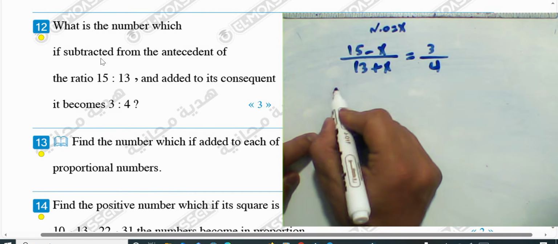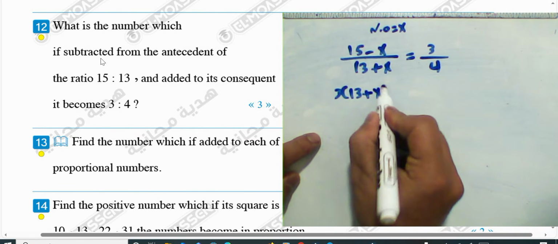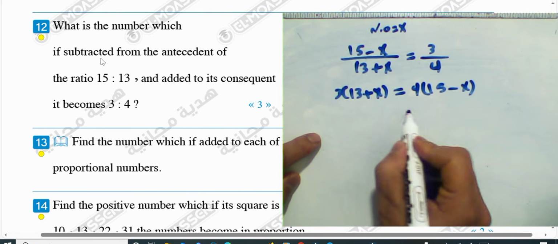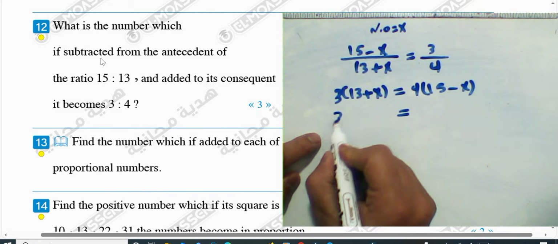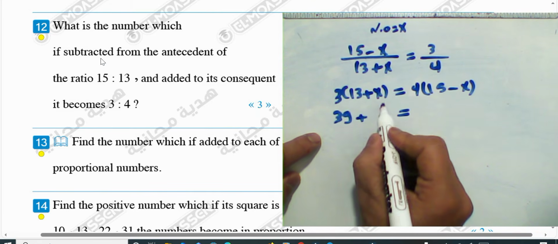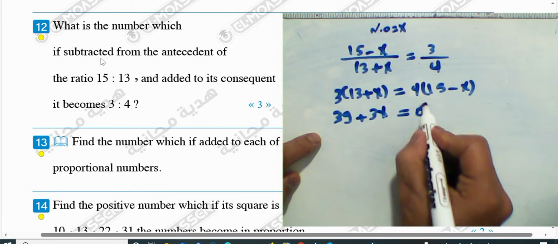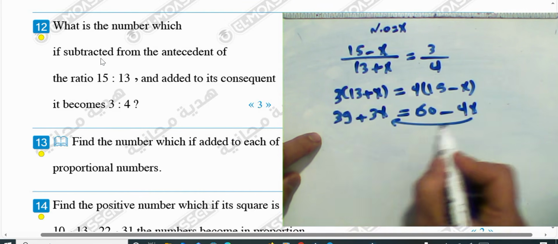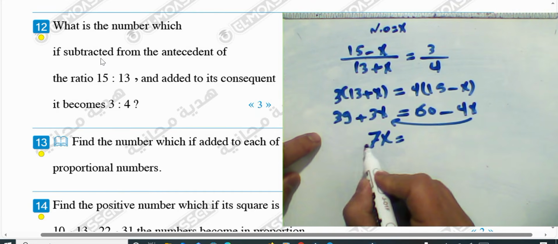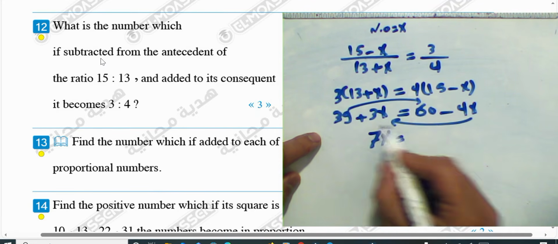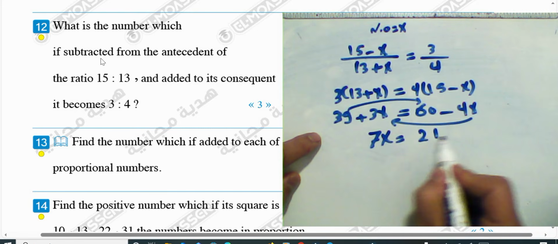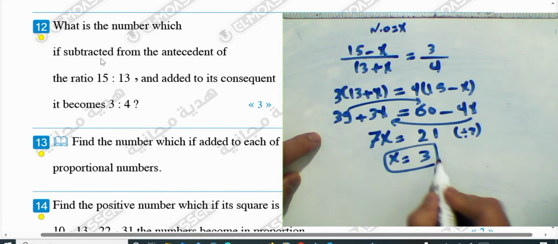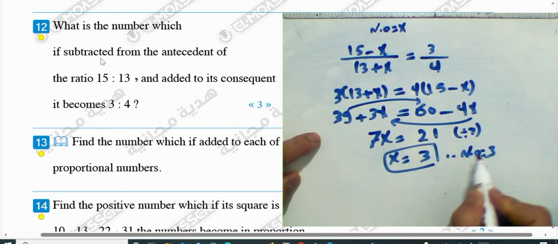You can multiply: 3 times (13 plus x) equals 4 times (15 minus x). 3 times 13 is 39. 3 times x equals 3x. 4 times 15 is 60. 4 times x will be 4x. Move 4x: 3x plus 4x equals 7x. And move 39 here: 60 minus 39, 10 minus 9 equals 1 and 5 minus 3 equals 2, so 21. You can divide it by 7 to find the value of x. The number here will be equal to 3.